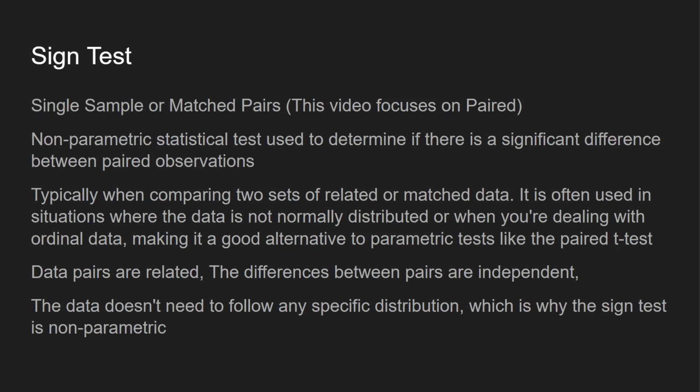If the differences between your paired observations are normally distributed, often you'll use the paired t-test. But if they are not normally distributed, you want to use a non-parametric test, like the sign test. What we want on these pairs is that they need to be related, but the differences between the different pairs need to be independent, right? And since this is a non-parametric test, the specific distribution does not matter.